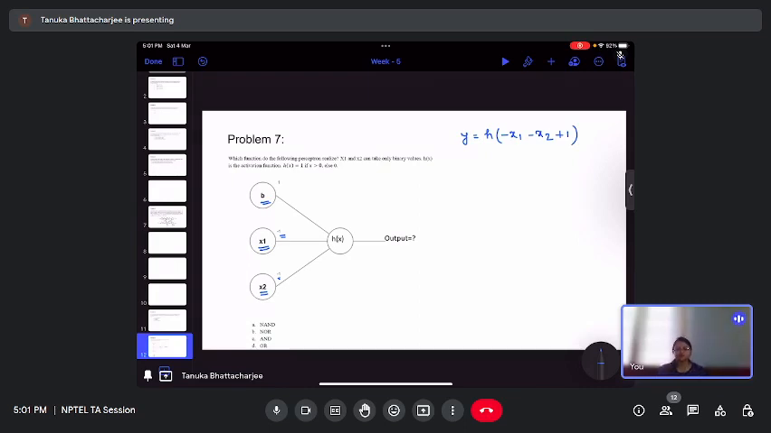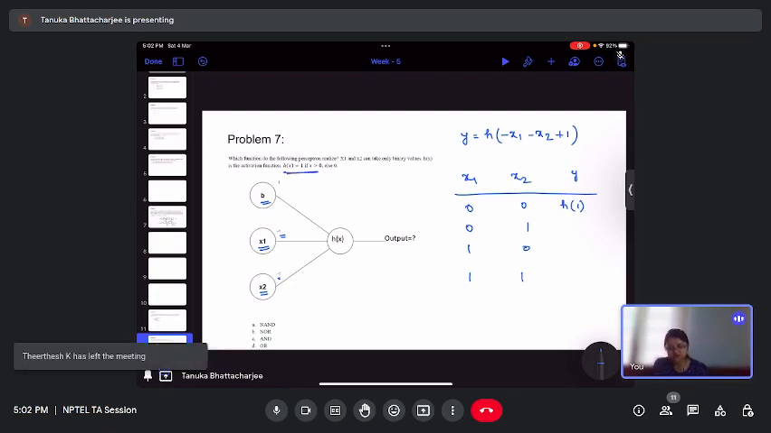This is the output function that is being realized. So, if you want to make the truth table for this, you can have 0 0, 0 1, 1 0, 1 1. Let us say both your x1, x2 are 0, then in that case your y becomes h of 1. Now, given this equation, h of 1 will be equal to 1. So, 0 0 goes to 1.